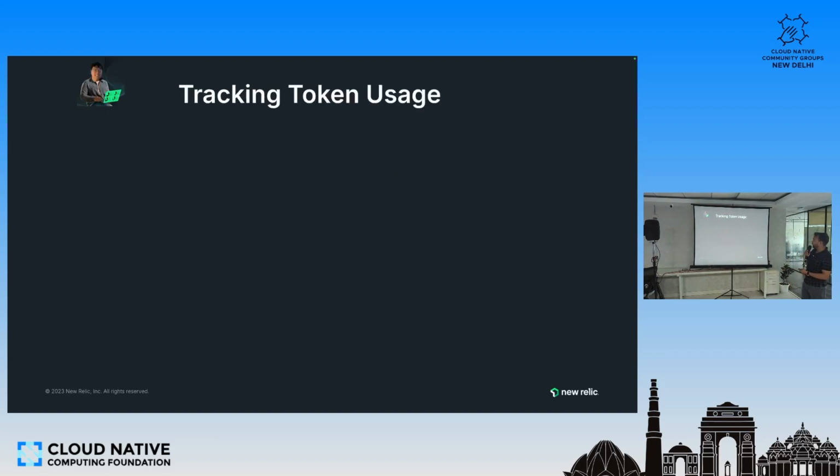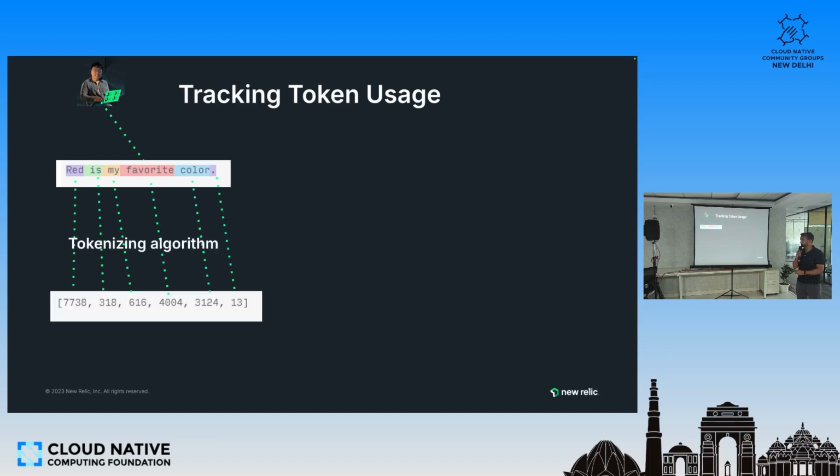Then how do you actually calculate the cost? You start capturing your token information. Any prompt is divided into different tokens, and each token will have sub-tokenization. Now, there is a different tokenizing algorithm with different providers. GPT has its own mechanism, Claude has its own mechanism, but the tokenization concept remains.